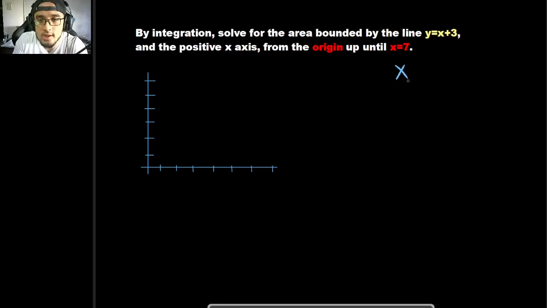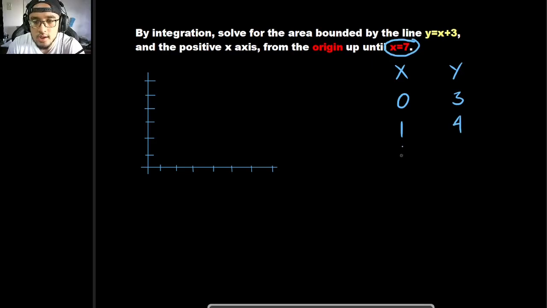So when x is equal to 0, our y is equal to 0 plus 3, so that is to be 3. And what if our x is equal to 1? Our y is then equal to 4. And what if our x is equal to 7? When our x is equal to 7, 7 plus 3, that is to be equal to 10.